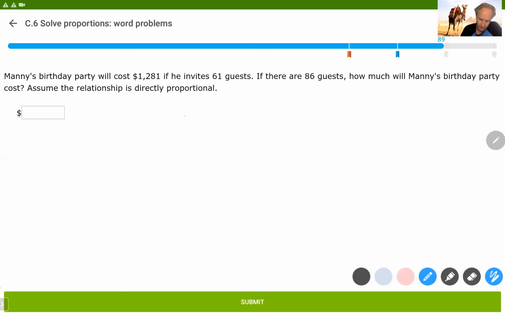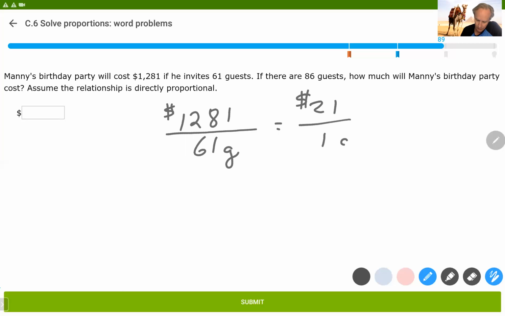$1,281 to 61. And we want 86 guests. 61 goes in to 1,281 21 times. That's $21 per 1 guest.